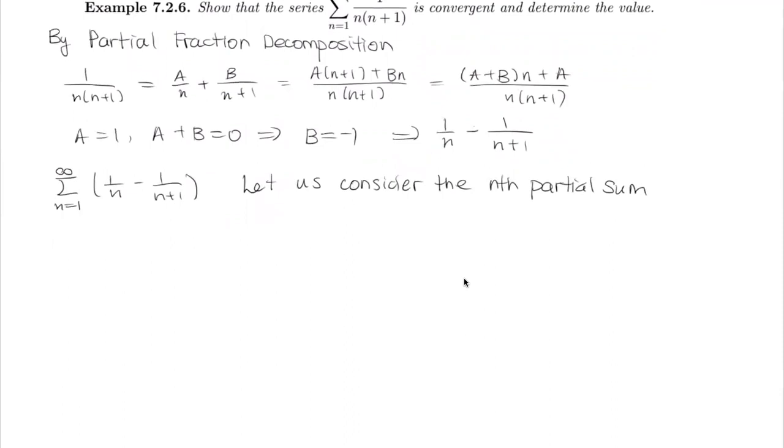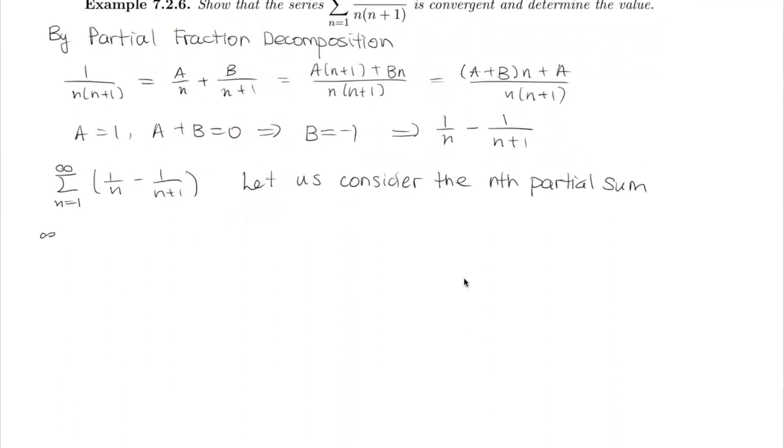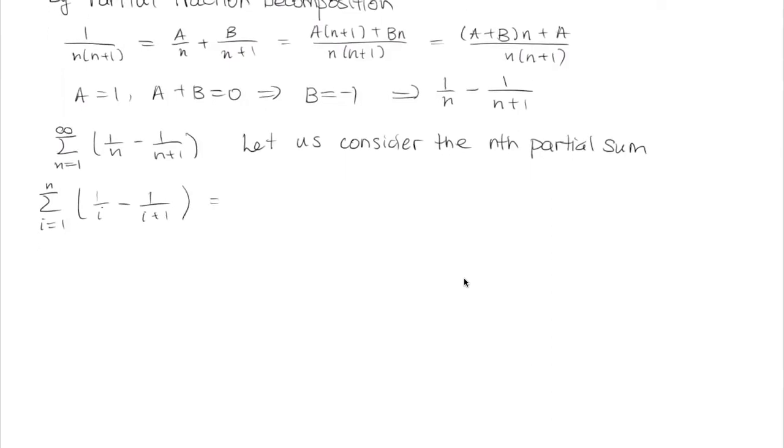And see what we get. So writing this out, we have the sum from i equals 1 to n of 1 divided by i minus 1 divided by i plus 1. If we expand the terms a little, we could make some observations. The first value is going to be 1 minus 1/2, plus 1/2 minus 1/3, plus 1/3 minus 1/4.